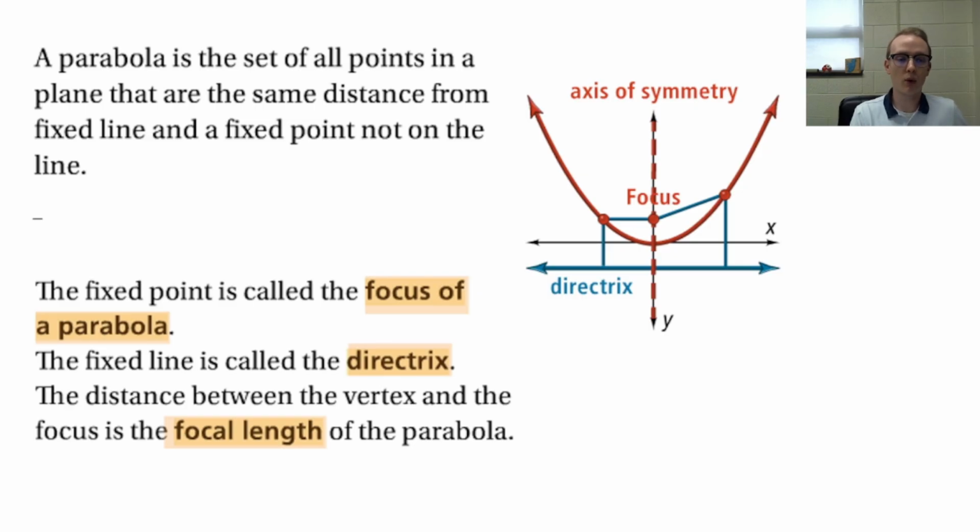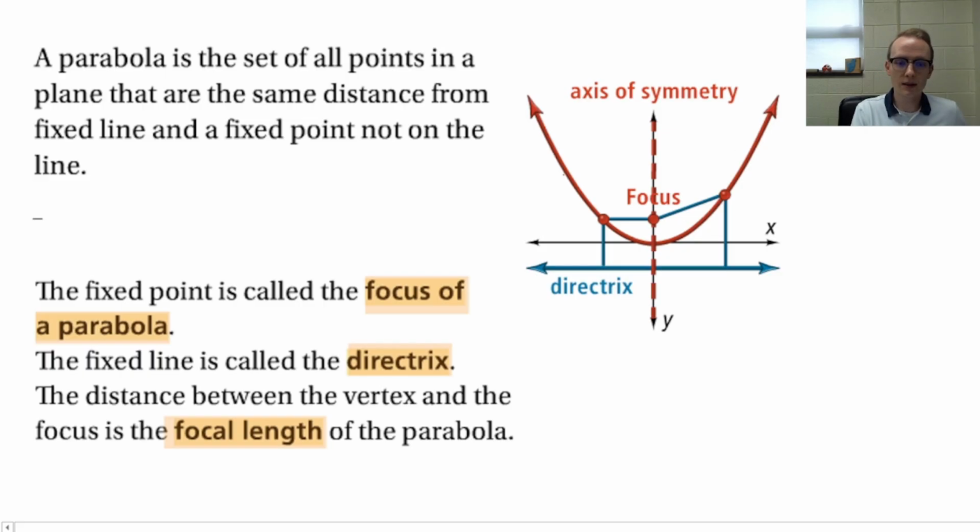Now, what are that point and line called? The fixed point is called the focus of the parabola. The focus is always going to be inside the parabola. The fixed line we call the directrix, and it's always outside of the parabola. Specifically, if it's a standard parabola that's opening up like this, the directrix is always going to be underneath the parabola. So the focus is the point, always inside the parabola. The directrix is the line, and it's always underneath the parabola.